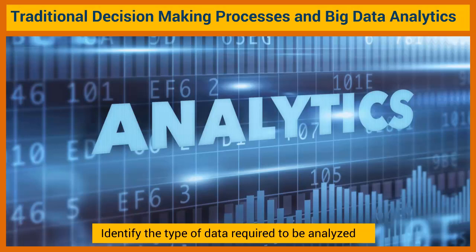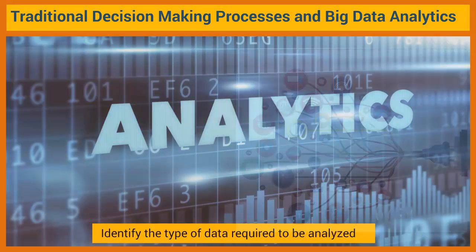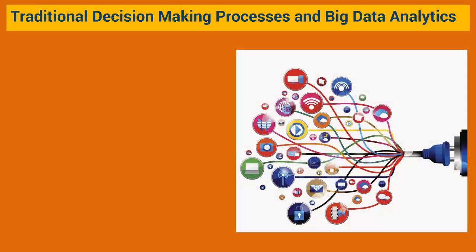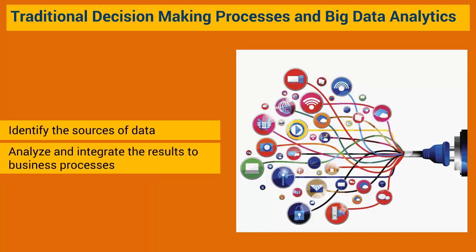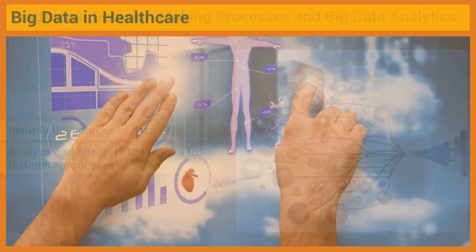For instance, a business may need to move large amounts of Twitter and RFID feeds. Once that's in place, the business would have to identify the sources of data that are relevant to its processes, finally leading to analysis and integration of results to business processes.